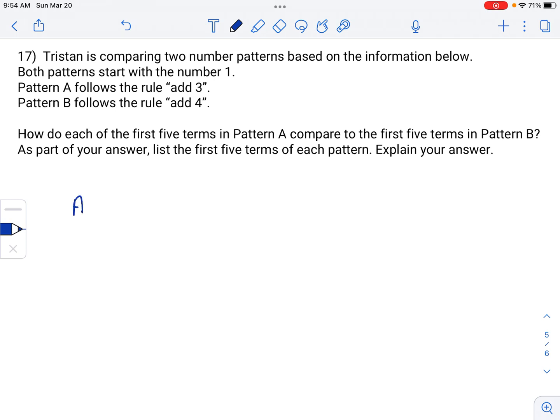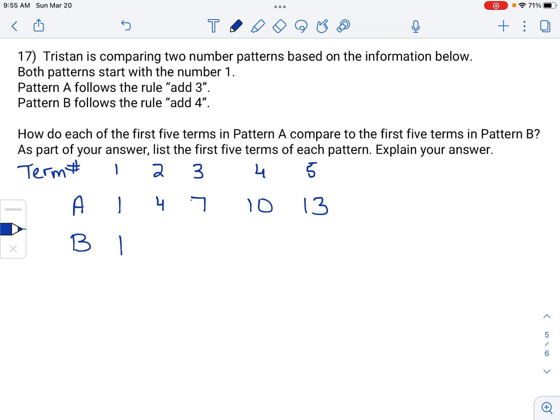So let's count out pattern A and pattern B. They both start at 1, and A adds 3, so the next number would be 4, then 7, then 10, and then 13. So I've listed the first 5 numbers in our pattern or sequence. Those are the first 5 terms. And I'm just going to put this out. Term number. This would be term number 1, term number 2, 3, 4, 5. Right? The position number in the sequence.